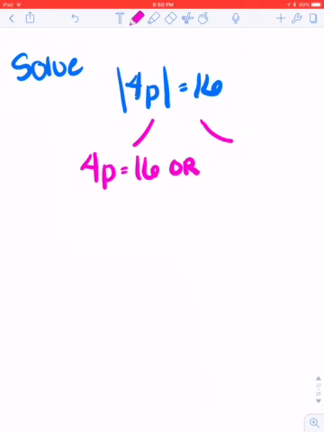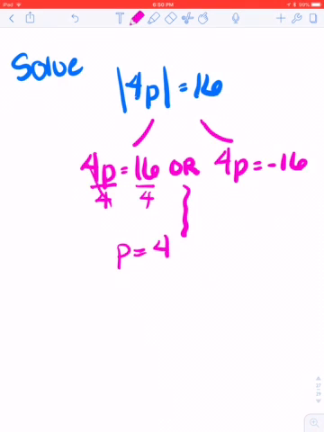And then when I do the next one, remember it can equal positive 16 or negative 16. So we're going to do 4p equals negative 16. Now our job is to go through and just get p by itself. So divide both sides by 4. You get p equals 4. I'm going to bring my word OR down. On the other side, I'm going to do the same thing to get p by itself. I'm going to divide it by 4. So I end up with p equals negative 4.